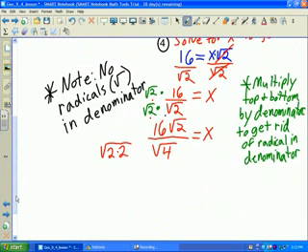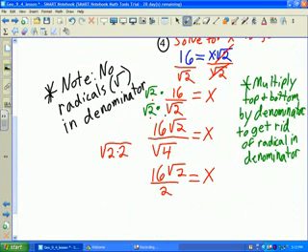16 square root of 2 on top, we can't do anything with. Square root of 4 on the bottom, though, we know what that is. That's going to be a 2. We're almost done simplifying this. We have 16 square root of 2 over 2.